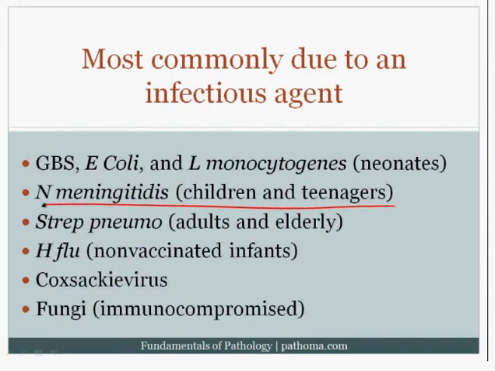Board examiners like you to know that this enters through the nasopharynx and then goes to the blood, and from the blood it gets to the meninges. Strep pneumo is the most common cause in adults and the elderly. H. flu would be a common cause in non-vaccinated infants. Board examiners like to go after that, especially with all the controversy over immunizations. Coxsackie virus is the most common viral cause of meningitis. It has a fecal-oral transmission. And then fungi can cause meningitis in immunocompromised individuals.